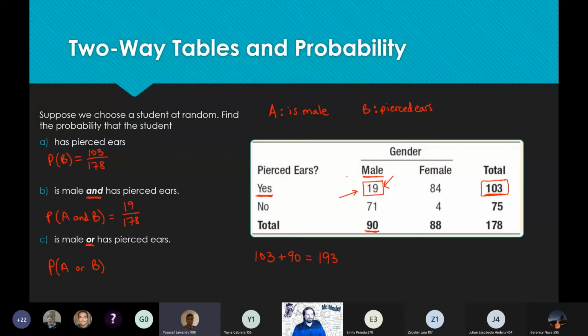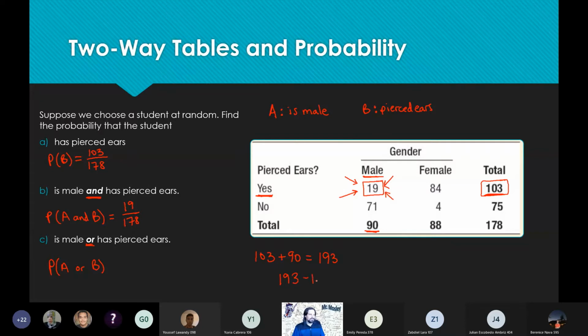Don't we need to subtract the number of males who have pierced ears? Because now we count them twice, right? Yes, Yusuf and Brian in the chat, yes. We counted those people twice. We counted them in the amount of people who have pierced ears, and we counted them in the males. So when there's this intersection of the two, we can't just add the probability of both things when we have that "or" situation. We have to subtract the thing that got counted twice. So that's exactly what we'll do.